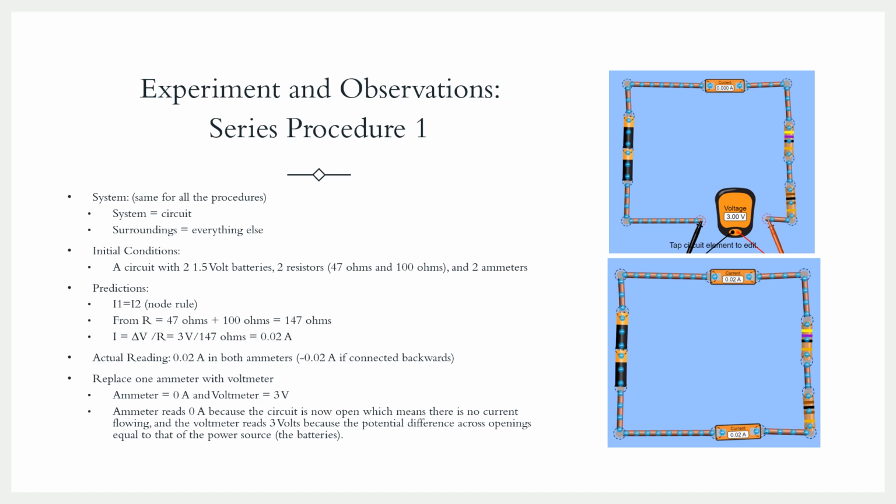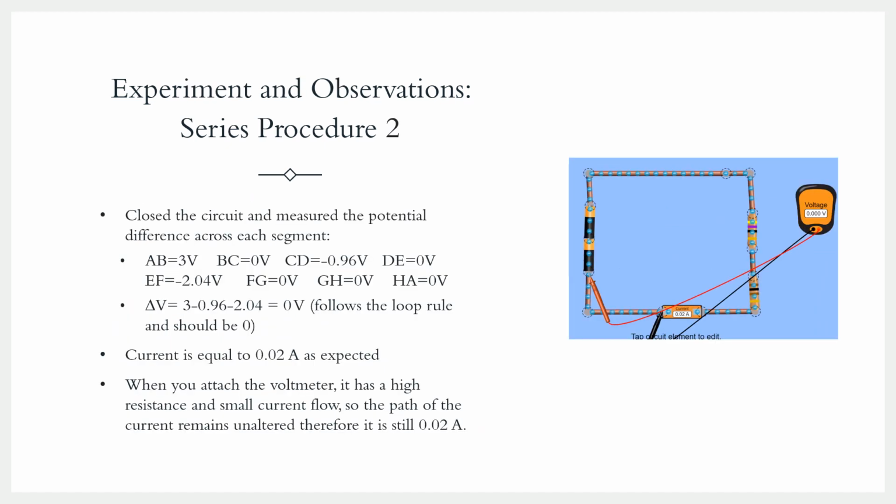When we replaced one ammeter with a voltmeter, it read 0 amperes and 3 volts. The ammeter reads 0 because the circuit is now open, which means that there is no current flowing, and the voltmeter reads 3 volts because the potential difference across openings is equal to that of the power source, which is the batteries.